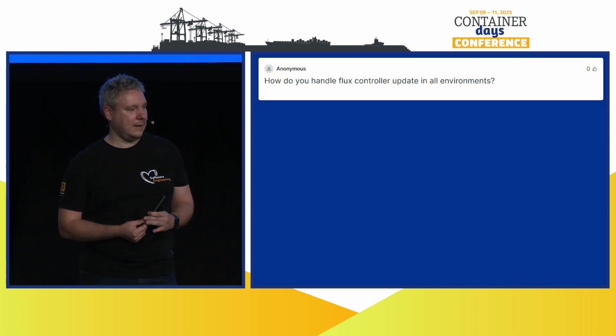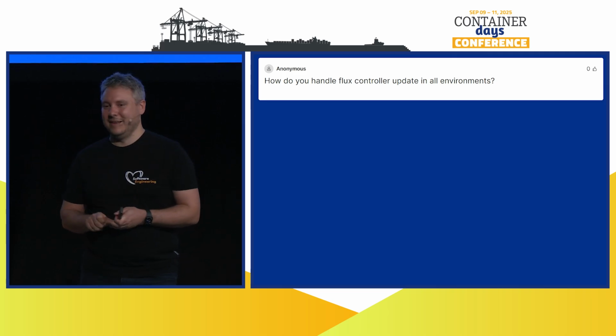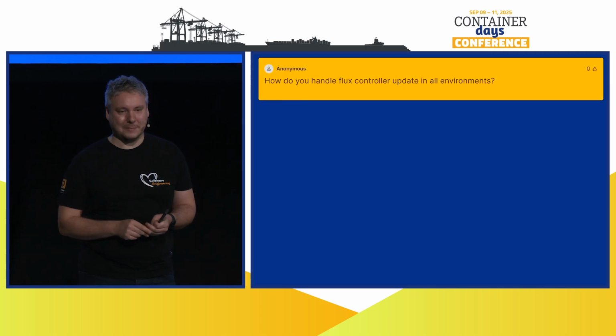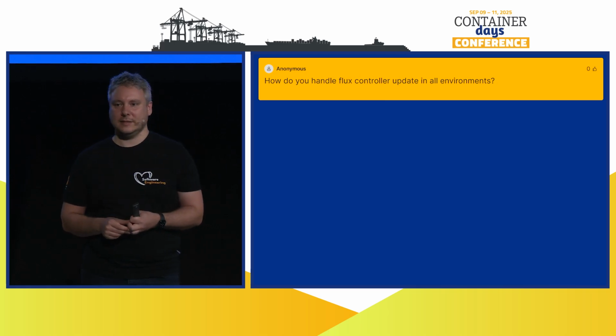Okay, good. And then let's go over to the last question. How do you handle Flux controller updates in all environments? There's a GitHub action in the cluster state repository, which checks every week for new Flux releases and creates a pull request, just a simple pull request for every environment. And then you can deploy it in the same way as you deploy every other service.